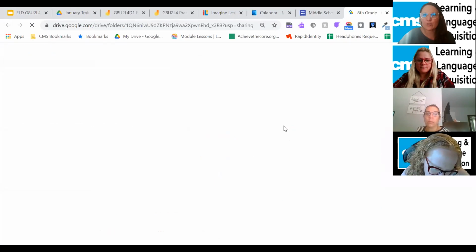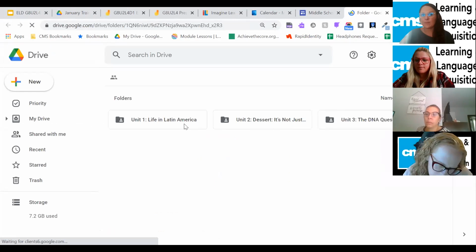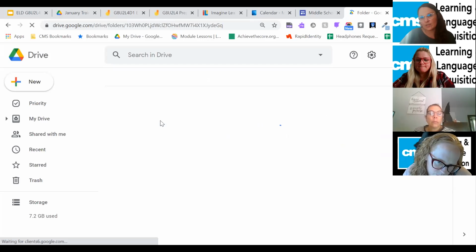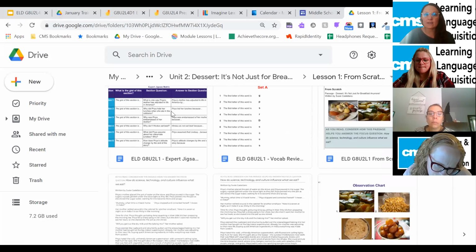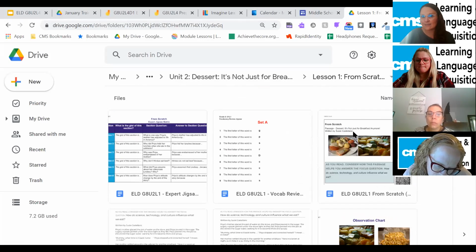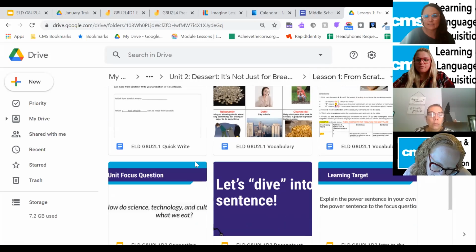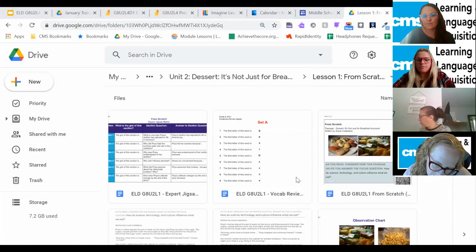Currently, we have Unit 2 in here. There might be a few things for Unit 1, but really we started with most of the resources for Unit 2. So if you were to go into Unit 2 and click on a lesson, you're going to see a lot of resources in here, including slides for your power sentence lesson already created for you. You're going to see some expert jigsaw activities, those texts amplified in a document, and different activities like observation charts, vocabulary support, vocabulary anticipatory guides, quick writes. So I definitely encourage you to go and check these things out when you have some time.